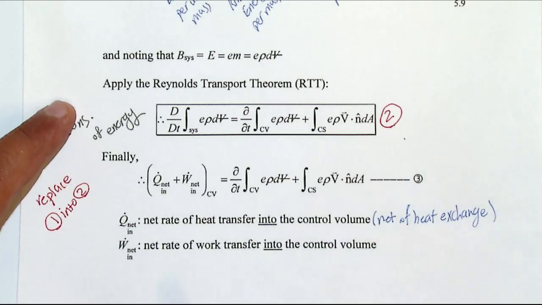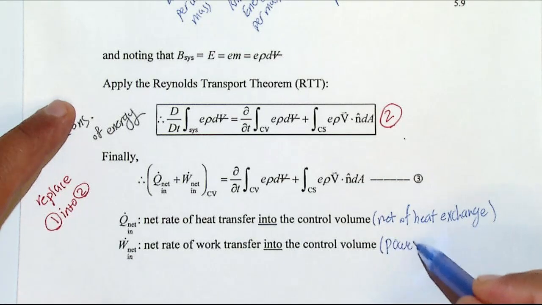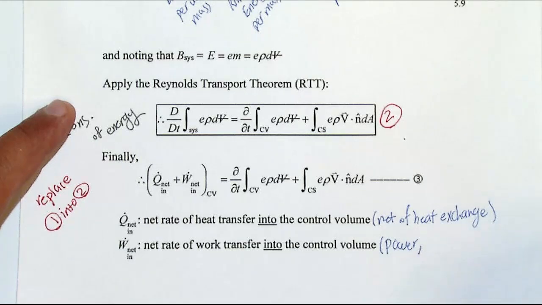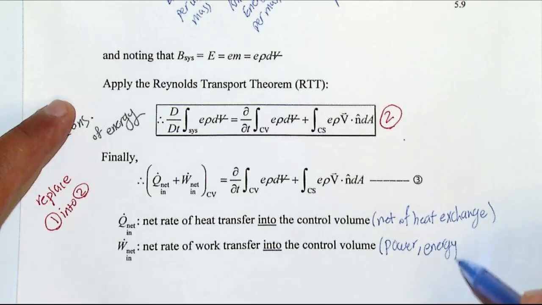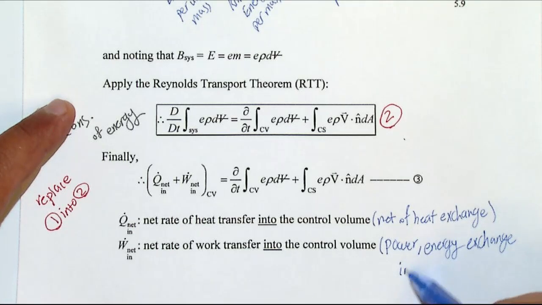And what about the W dot? It is the net rate of work transfer into the control volume. It could be in terms of power, also known as power. That's W dot. That's the energy exchanged between your control volume and surroundings in the form of work.